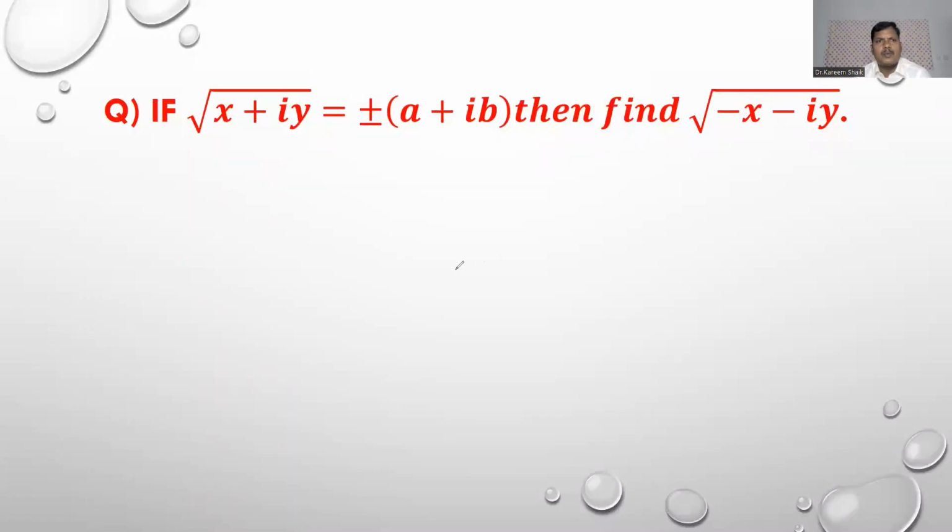Now the next problem is, if √(x + iy) = ±(a + ib), then find the value of √(−x − iy). Let's see.